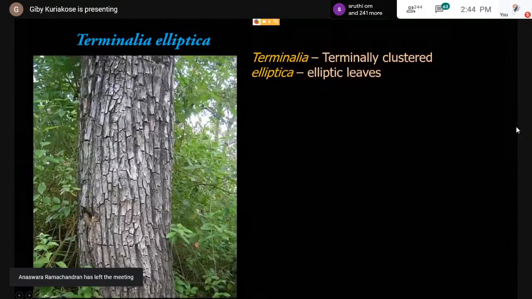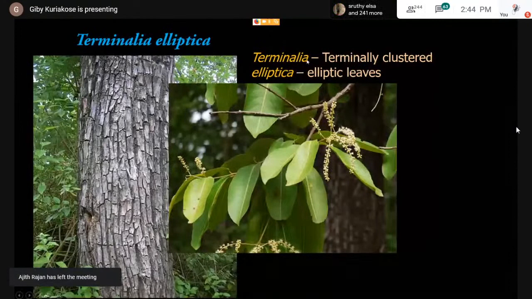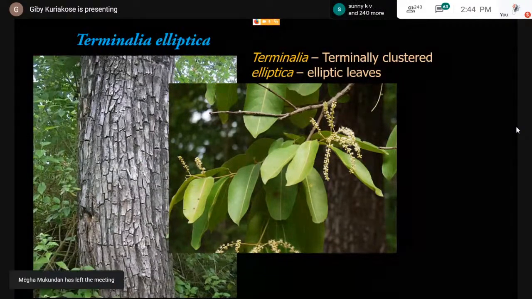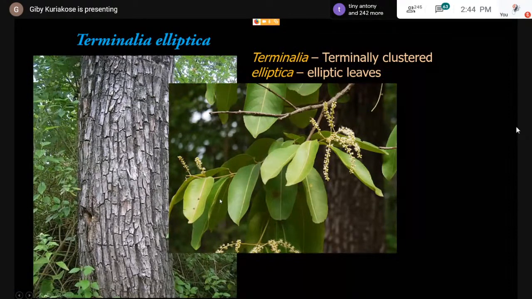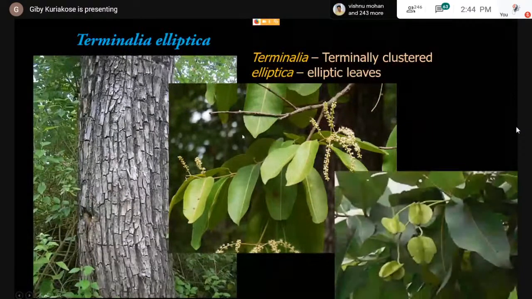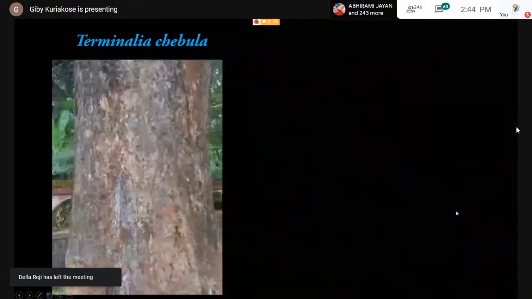Those who remember the leaf arrangement of Terminalia elliptica, don't go for this one, because the terminology has come based on Western species like Terminalia catappa and all, wherein the leaves are aggregated towards the tip. Okay, then elliptica, the leaves are elliptic. The shape of the leaf is elliptic. So if you can relate these 2 terminologies with these characters of that particular plant, then that is easy. With bark, with leaf, flowers, fruits, etc.